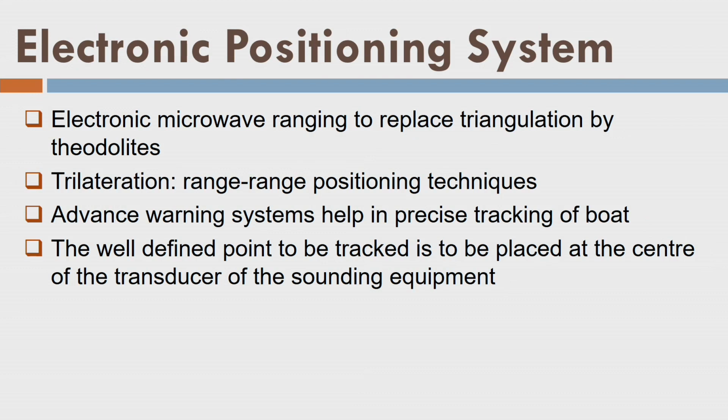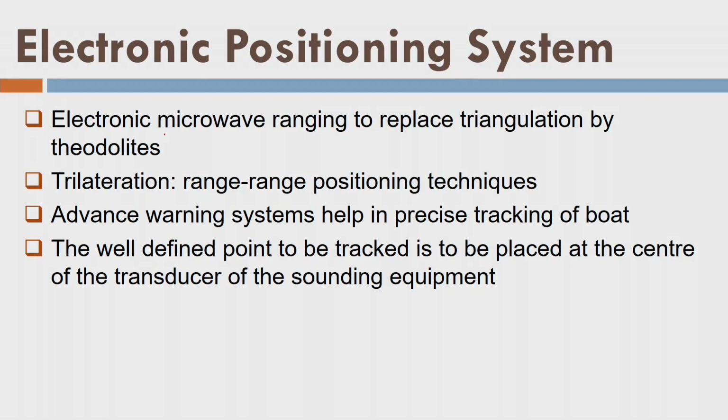Now the next method is the electronic positioning system. What is an electronic positioning system? So far we have talked about positioning like GPS, the global positioning system, but what is an electronic positioning system? Well, before the GPS, there were many systems in place which were based on radio detection or microwave detection. So the electronic positioning system is basically a microwave ranging system, which uses the logic of triangulation by theodolites. Basically it replaces the triangulation method by distance measurement, what we call trilateration. So we measure range and range, a range-range positioning technique.